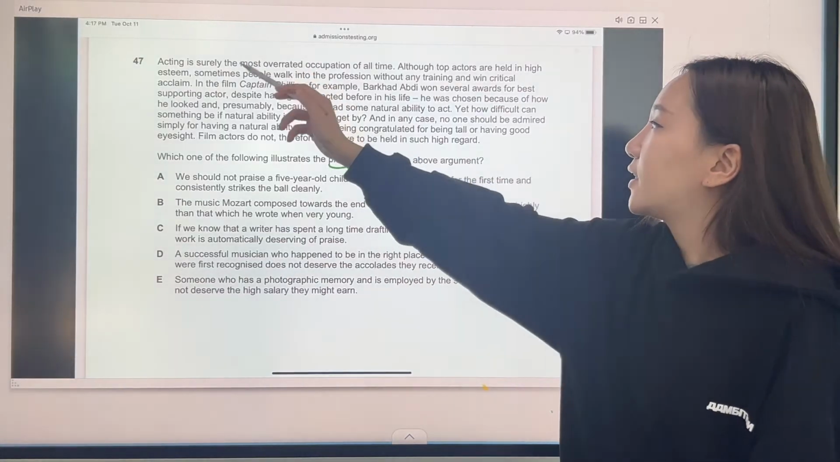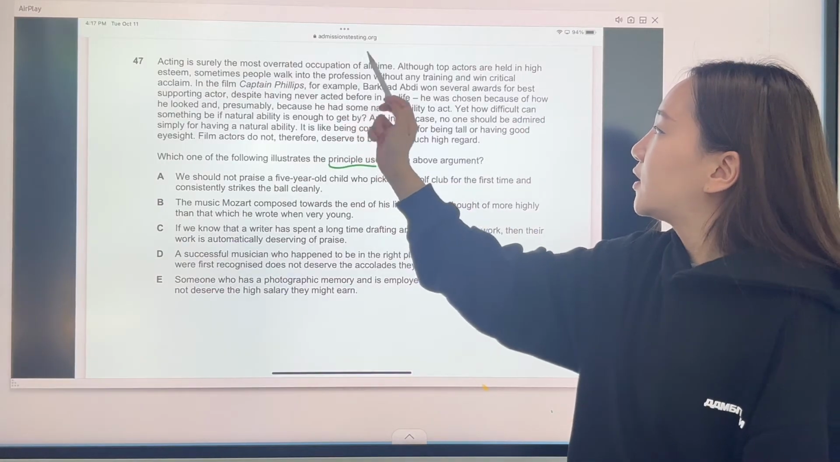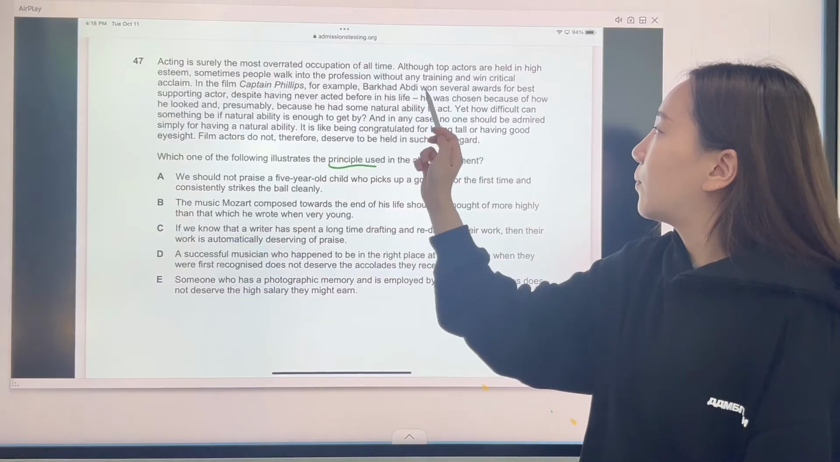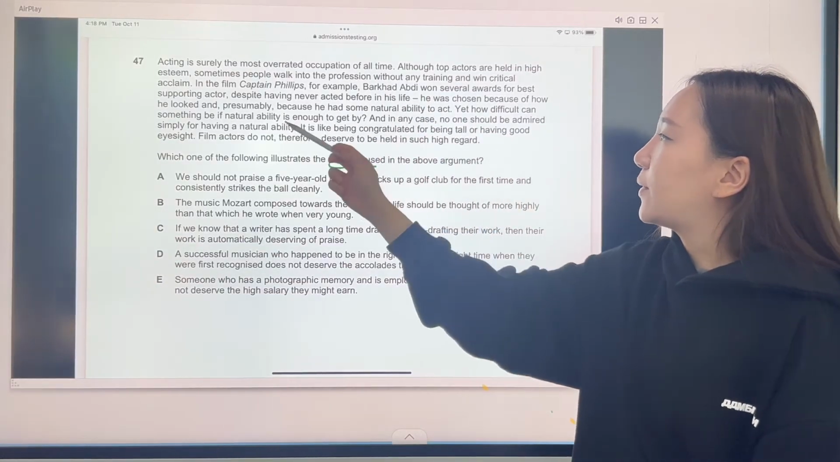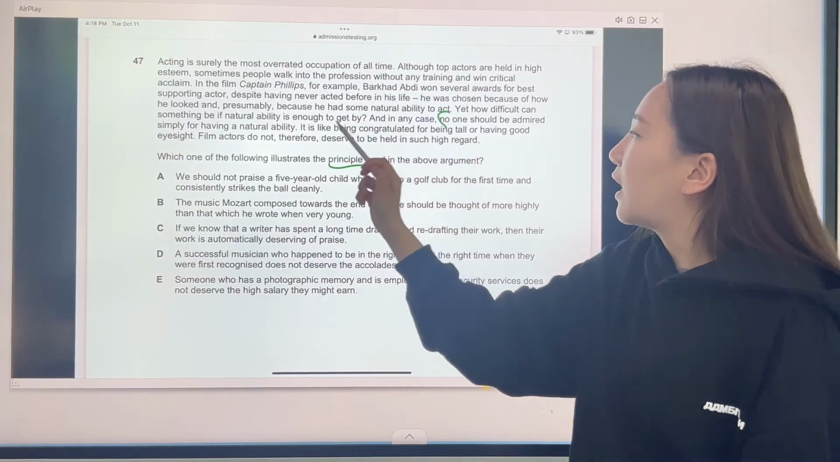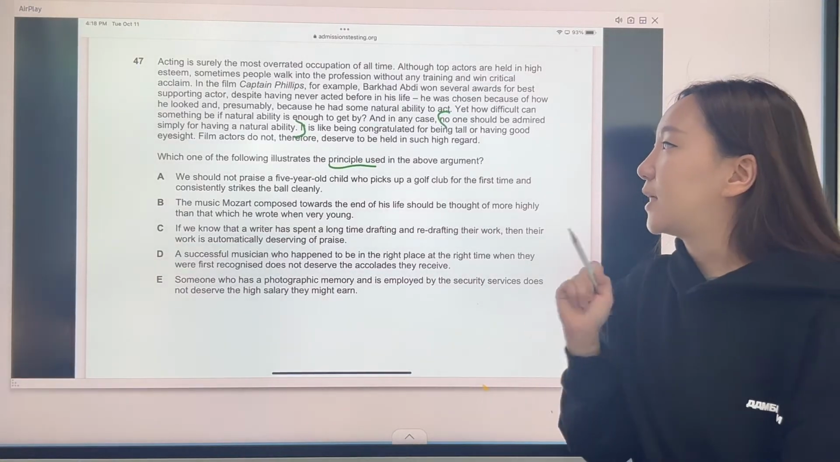So, acting is surely the most overrated. Here's our example. Top actors are held in high esteem, sometimes walk into the profession without training, win critical acclaim. Captain Phillips' example, he was chosen because of looks, some natural ability. How difficult can it be if natural ability is enough? In any case, no one should be admired for having a natural ability. There we go, that is the principle that we want to find the best example of.